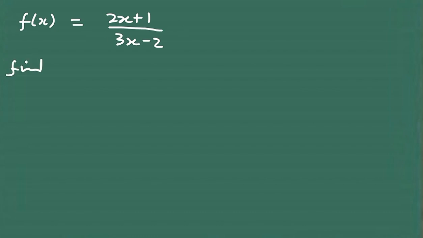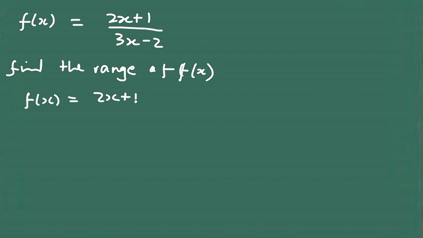Let's say we have a function f of x equals 2x plus 1 all divided by 3x minus 2. So let's find the range of the function. Find the range of f of x. First we can rewrite the function by saying that f of x equals 2x plus 1 all divided by 3x minus 2.